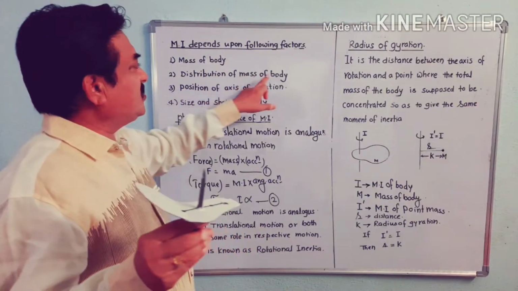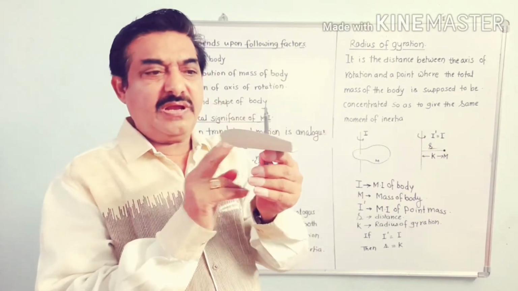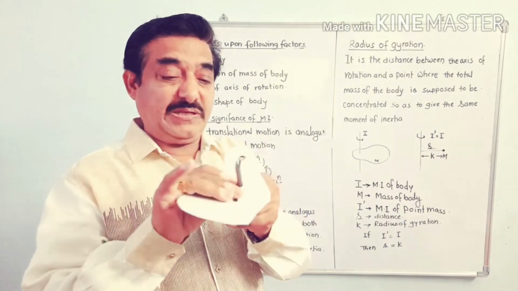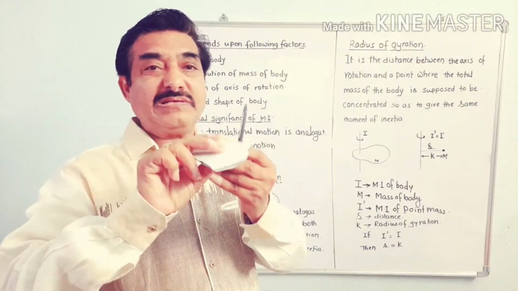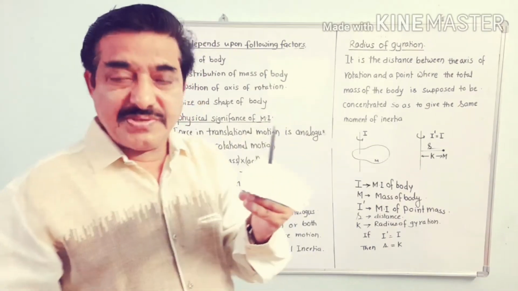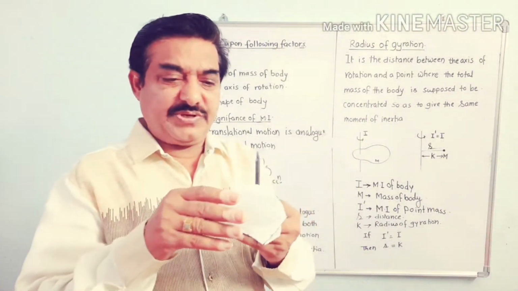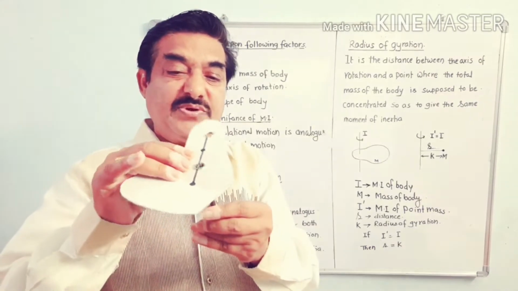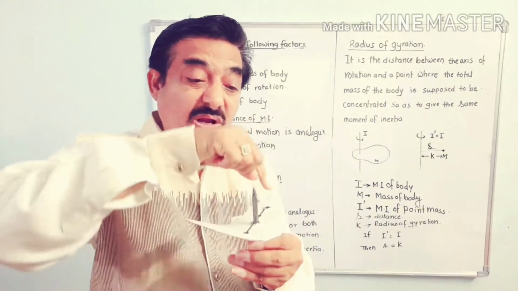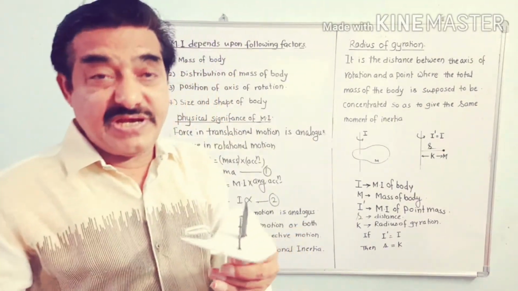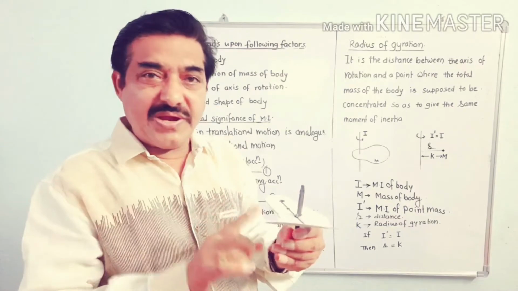It depends upon distribution of mass. Without changing the axis of rotation, if we change the distribution of mass, then moment of inertia will change. Then third one, position of axis of rotation. If we change the position of axis of rotation from one place to another place, then distances of all particles from the axis of rotation will change. As the distances are changed, the moment of inertia will change.